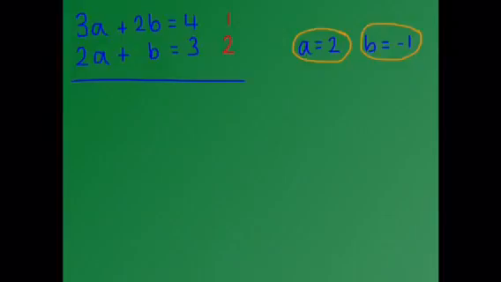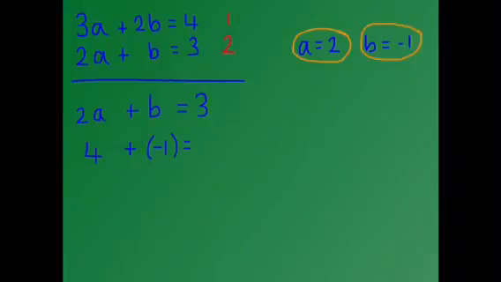We have now found values for both a and b, but we need to do a quick check to ensure that these values are correct. We need to substitute both values into one of the equations to make sure that they are right. So I'm going to use equation number 2. So we've got 2a plus b equals 3. We think that a is 2, so 2 times 2 equals 4. We think that b is minus 1. 4 plus minus 1 should equal 3, and indeed 4 plus minus 1 does equal 3. So we can be sure that our values are correct.